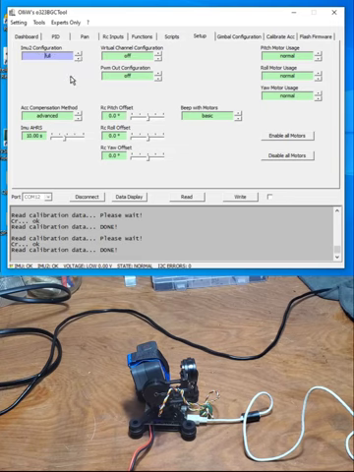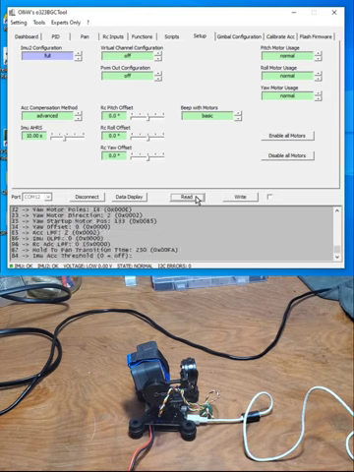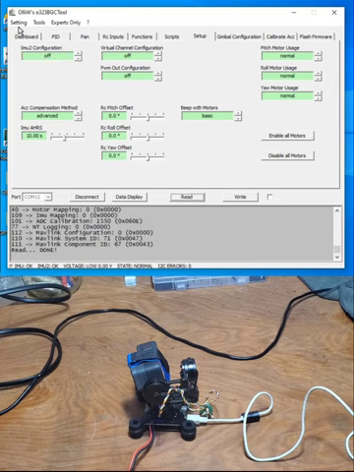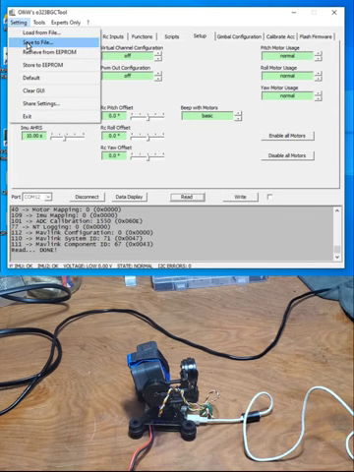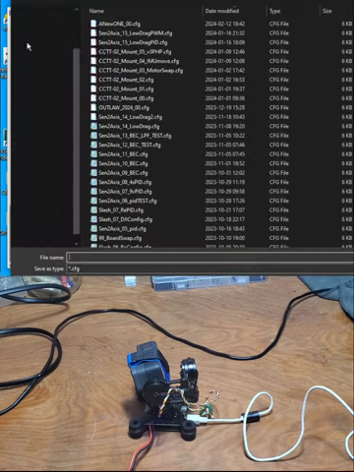So again, pressing read to just undo my changes. And on that note, we're gonna save the config before we make changes.